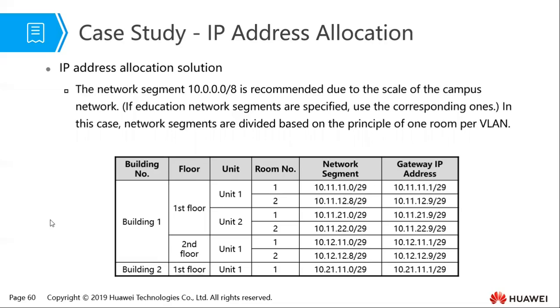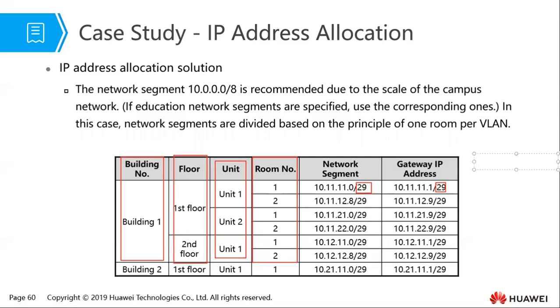Again, you need to consider the building number, the floor, the unit, the room. By doing this, you need to find out the number of users per room. Depending on the number of users, that will determine the mask. So for example, here, if it is /29, how many addresses do we have?